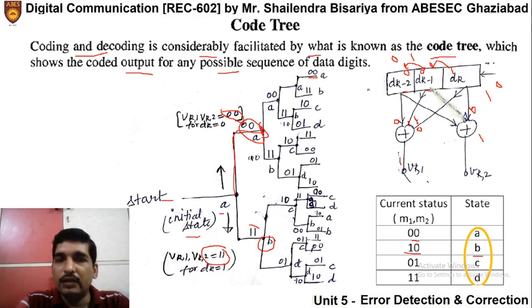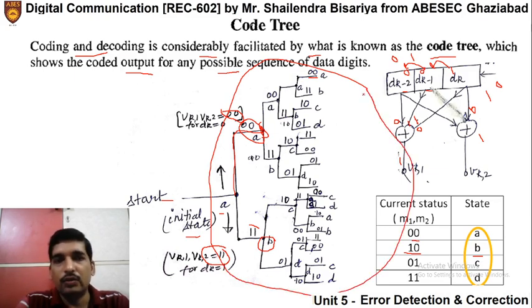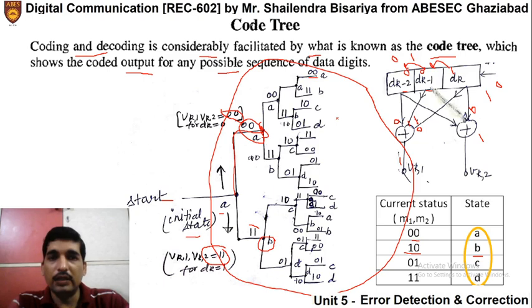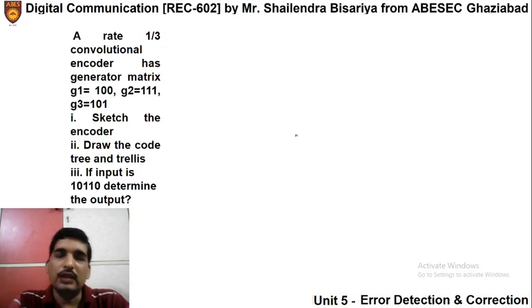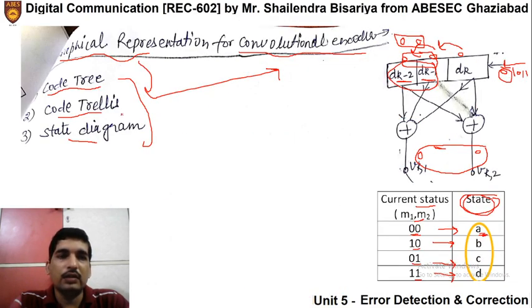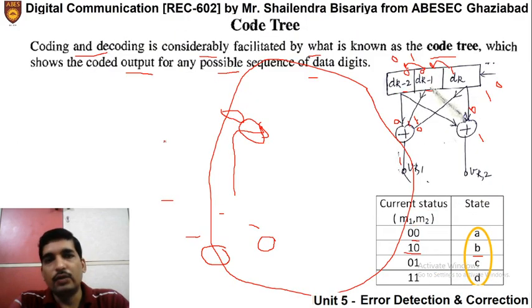I will explain this complete diagram with the help of a suitable example instead of explaining it right now. I have just defined the terms here, and we will discuss all of them in detail with the help of a suitable example. So now let us take the example to understand all the things. I will discuss code tree, code trellis, and state diagram, everything with the help of one example. Okay, so let us take the example.